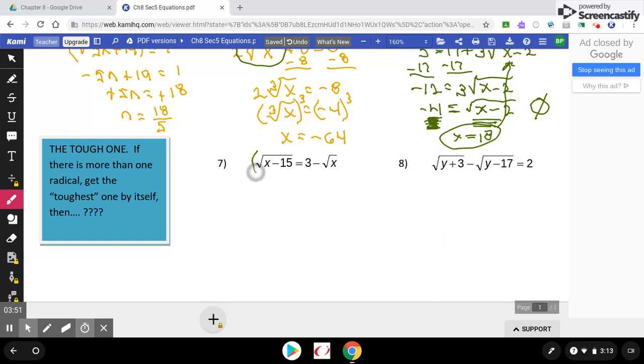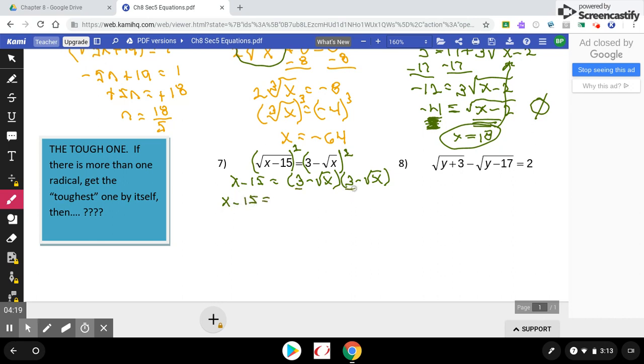Strap yourselves in. You're not going to like this. I can square that side as long as I square that entire side. So good news, that guy would just pop out of there like the other problems. The bad news is the guy on the right becomes a FOIL problem. Because if I'm going to square a set of parentheses, I got to write it twice. All right, here we go.